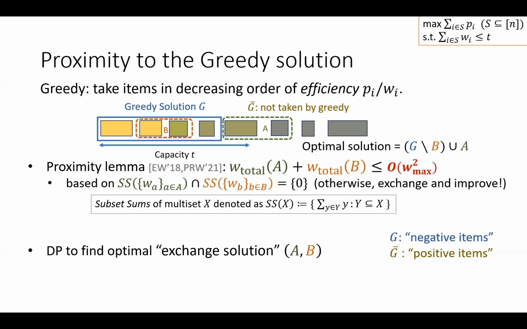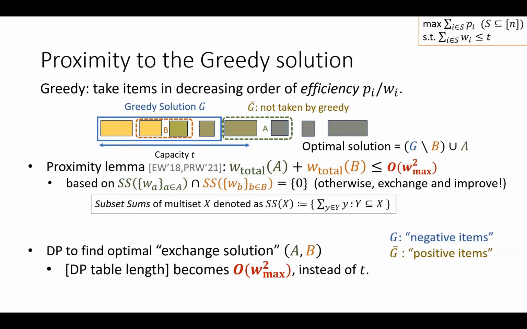and we could also remove items from the greedy solution, and this can be thought of as negative items. If we do DP in this way, then the DP state only needs to encode the total weight difference caused by this exchange. And by the proximity bound, the DP table length becomes order Wmax squared instead of T.